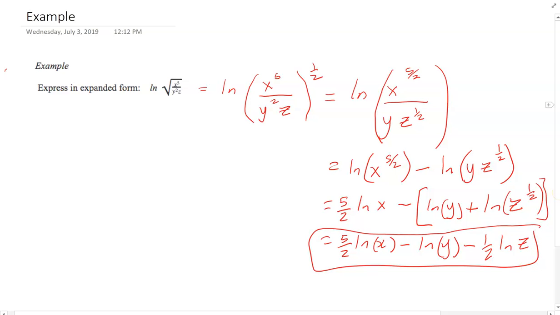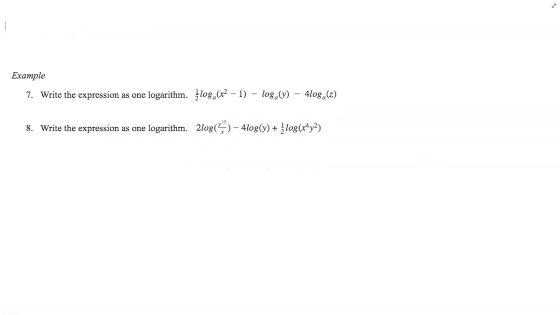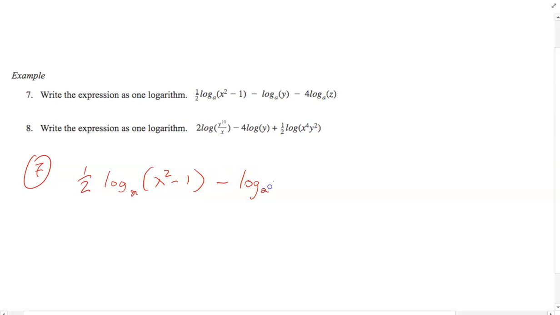We continue working through some other examples, applying these properties of logarithms. We have 1/2 log base a of x squared minus 1, minus log base a of y, minus 4 log base a of z.